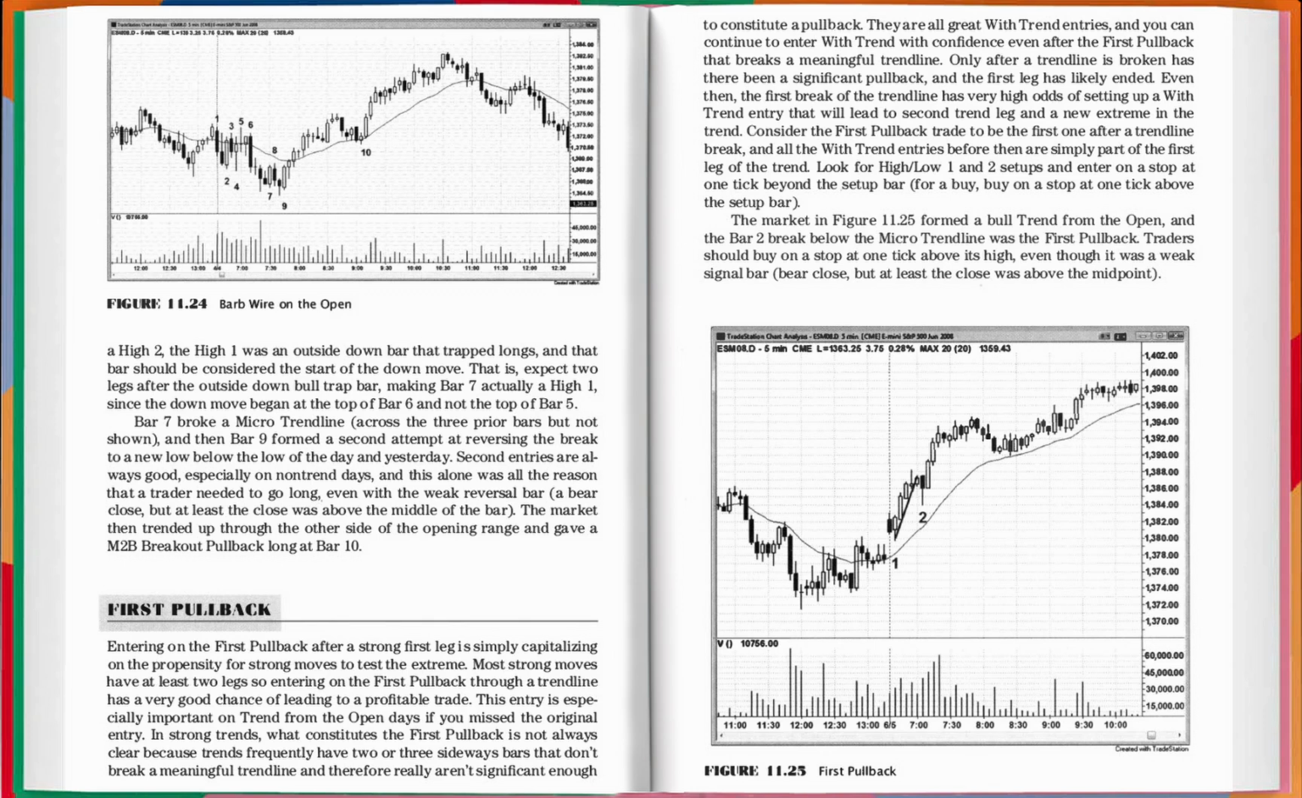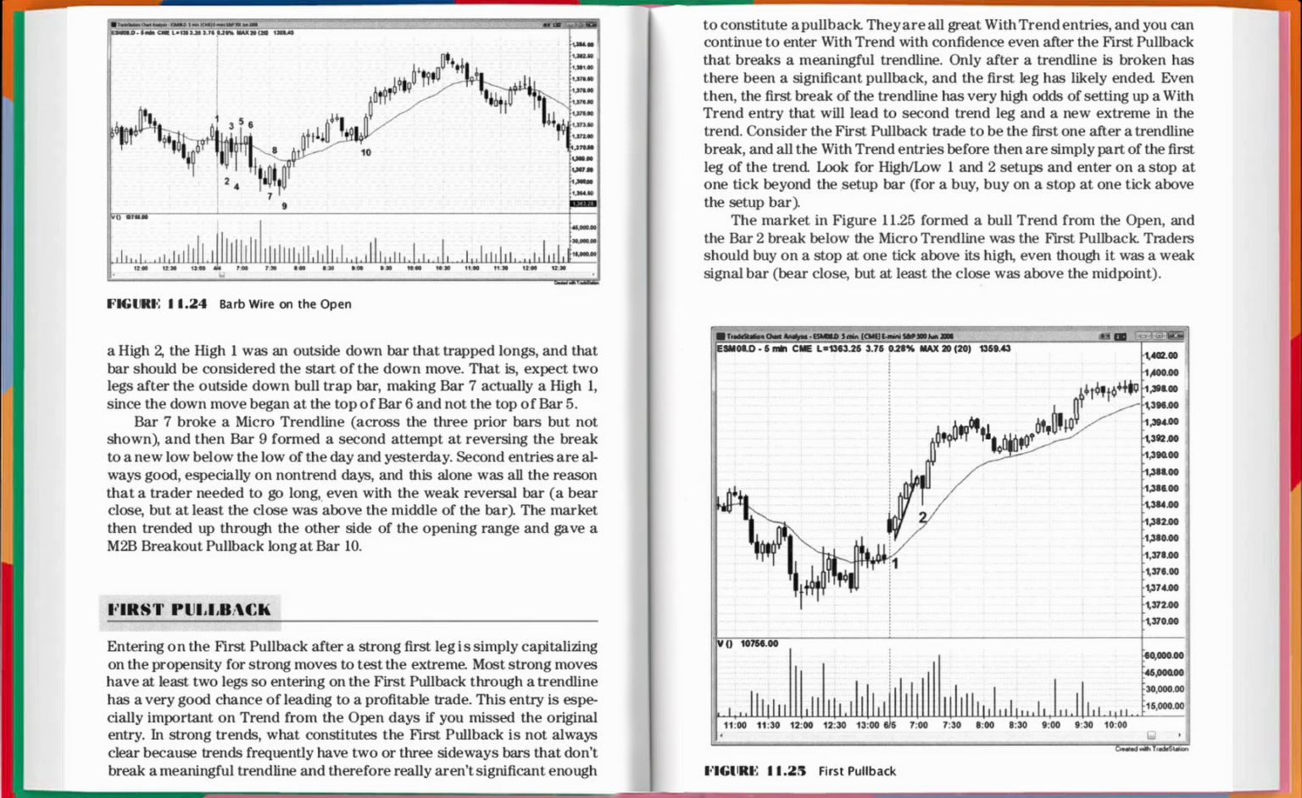Consider the first pullback trade to be the first one after a trend line break, and all the with-trend entries before then are simply part of the first leg of the trend. Look for high/low 1 and 2 setups and enter on a stop at 1 tick beyond the setup bar. For a buy, enter on a stop at 1 tick above the setup bar.